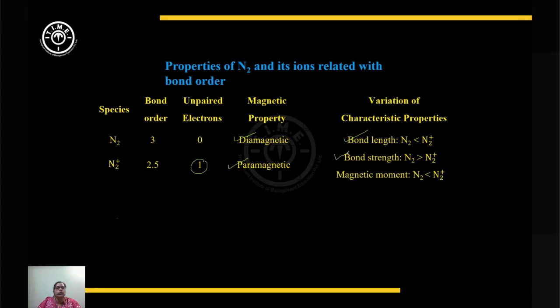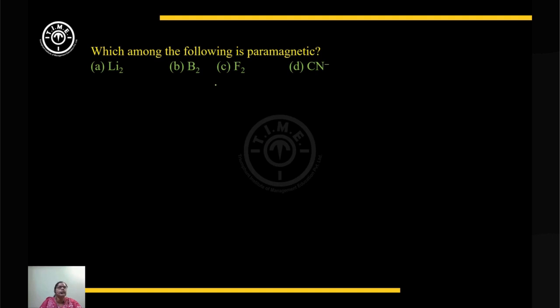Bond strength is directly proportional to the bond order. So the N2 bond strength is more than N2 plus. And because in nitrogen there is no unpaired electron, the magnetic moment is 0. So the magnetic moment of N2 is less than N2 plus. Let us consider some questions from the molecular orbital theory.